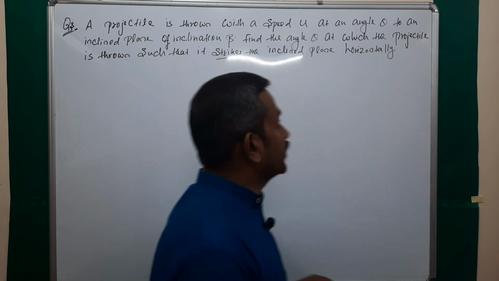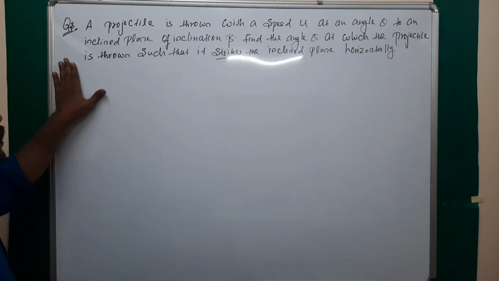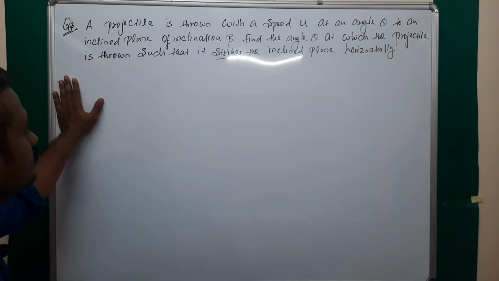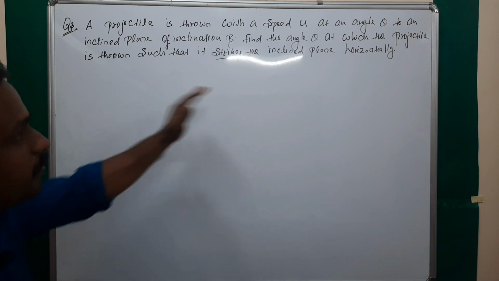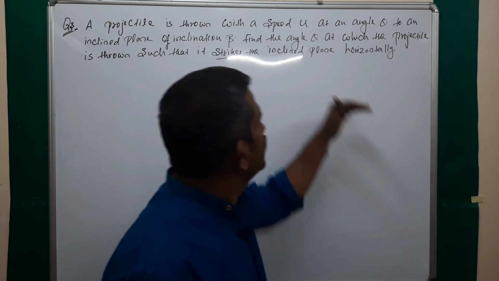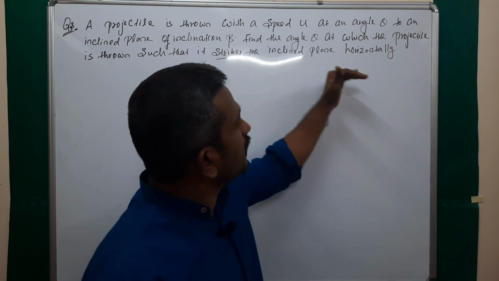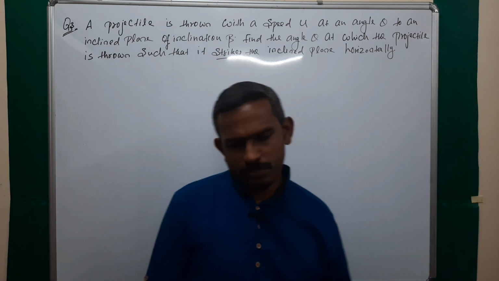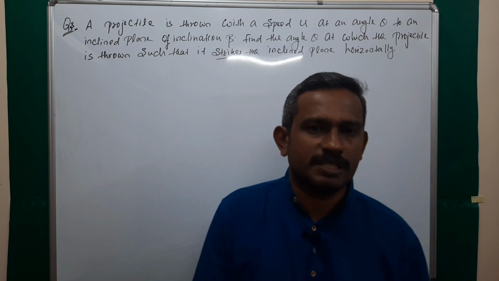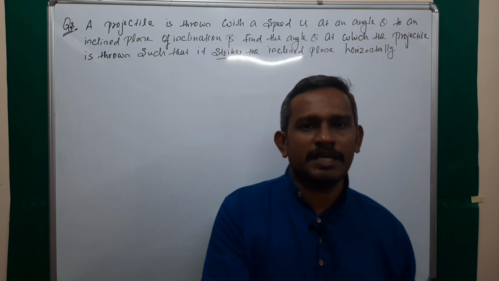So let us see the third numerical. A projectile is thrown with a speed u at an angle theta to an inclined plane of inclination beta. Find the angle theta at which the projectile is thrown such that it strikes the inclined plane horizontally. The same kind of problem we solved earlier, where it strikes the inclined plane normally.